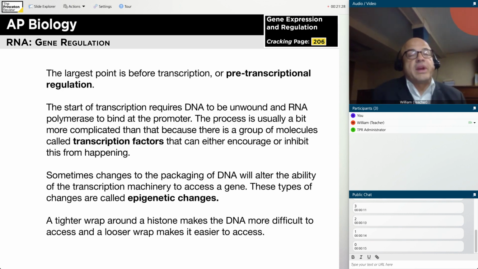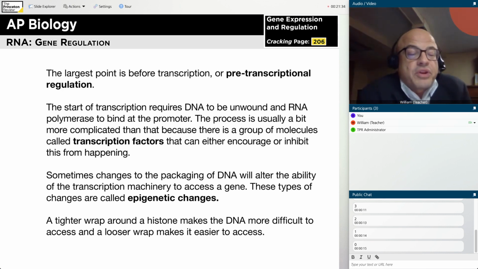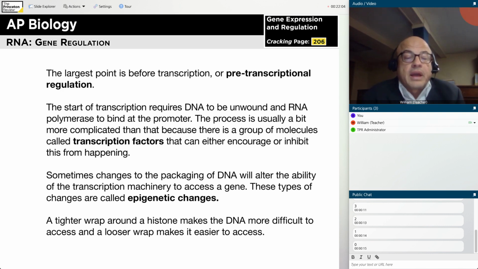In terms of gene regulation, what you're asking yourself is, what controls gene transcription, and how does an organism express only certain genes? Well, that's because the regulation of gene expression, which is also something that you were exposed to, I'm sure, can occur at all different times. The largest point is just before the transcription, and they call that pre-transcriptional regulation. It can also occur post-transcriptionally, but usually the discussion is on the pre-transcription.